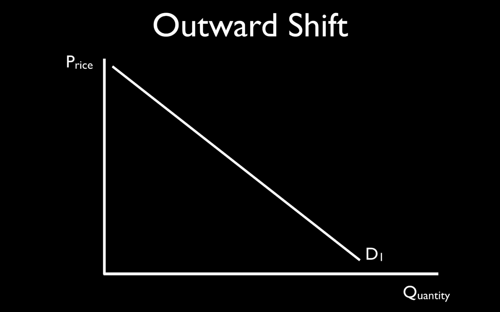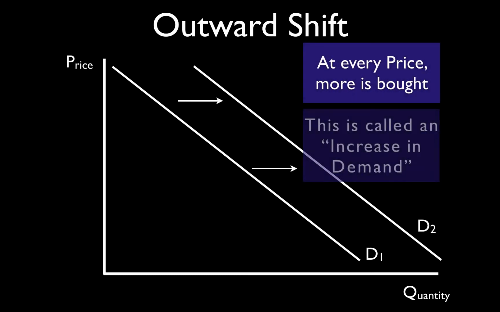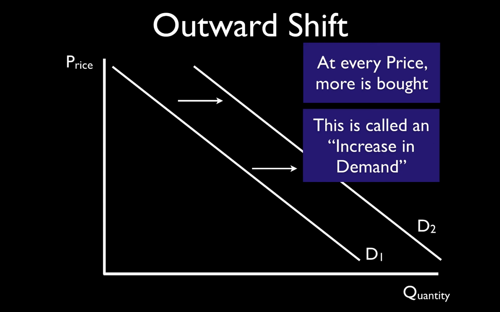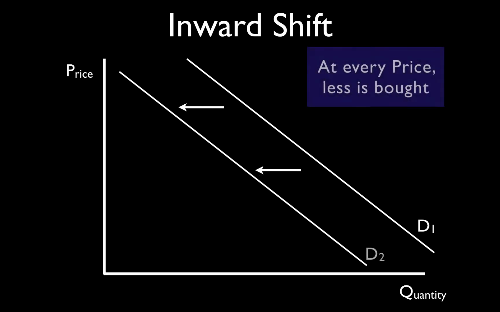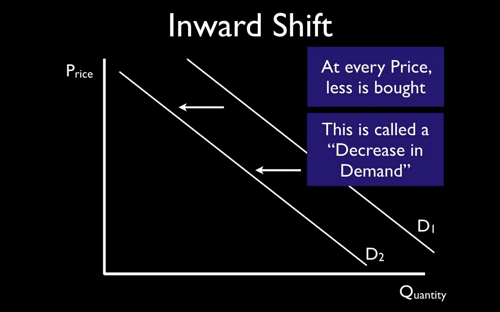Before we do that, as always, we're going to remind ourselves what a shift of the demand curve is. An outward shift just means the entire demand curve shifts to the right, and that means that at every price more is bought, and this is called an increase in demand. On the other hand, an inward shift of the demand curve from right to left is called a decrease in demand, because at every price less is bought.